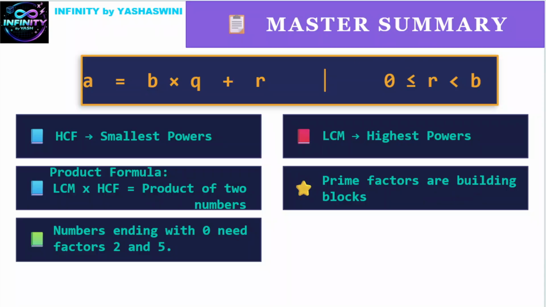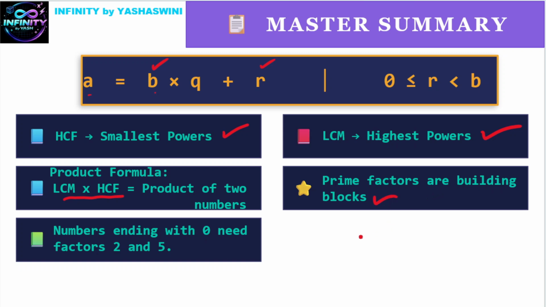Let us have a quick summary. According to Euclid's division lemma, a is equal to b into q plus r. That is, dividend is equal to divisor into quotient plus remainder, where the remainder is lesser than the divisor and greater than or equal to 0. And HCF is always the smallest power and LCM is the highest power of all factors. And this is for common factors. And the product formula, you must remember that the product of HCF and LCM is always equal to the product of the two numbers.